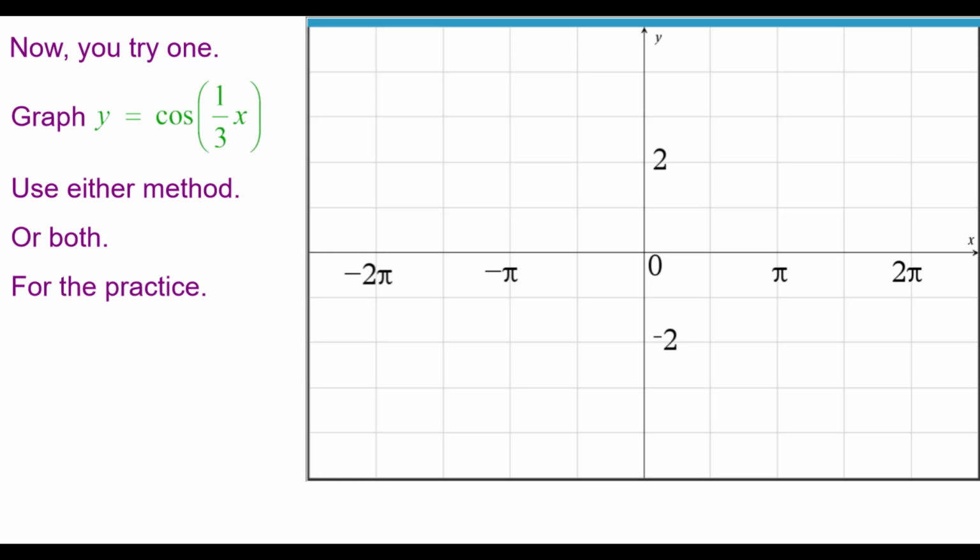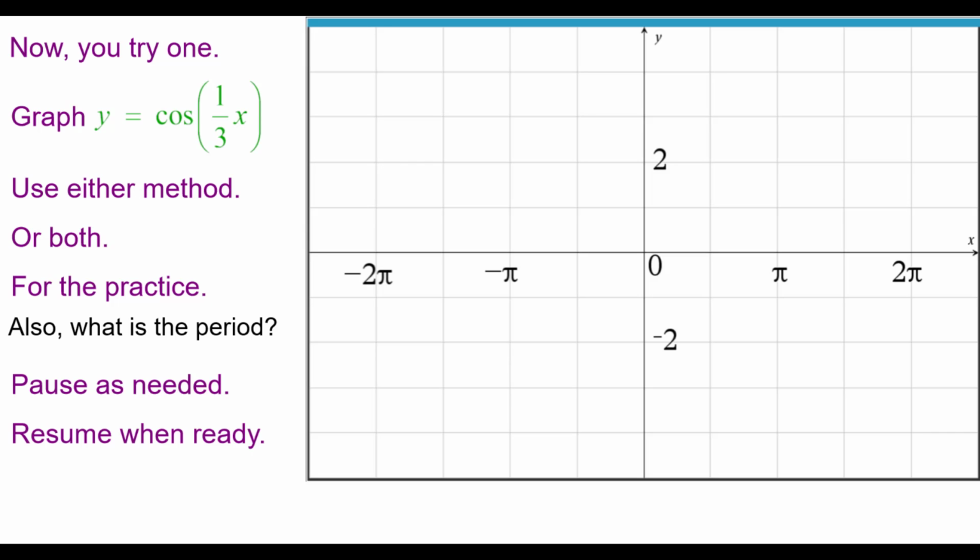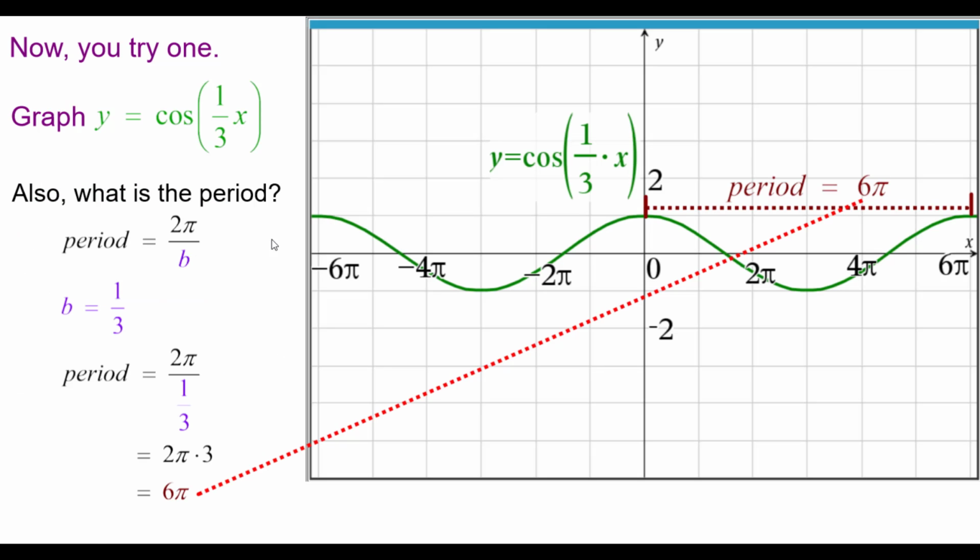Now you try one. Graph y equals the cosine of the quantity 1/3 times x using either method or both for the practice. Also, tell us what the period is. So pause to do this, resume when you're ready. So the period is 2 pi divided by 1/3, which is 6 pi. So we get one complete wave there. This is going in the negative direction.